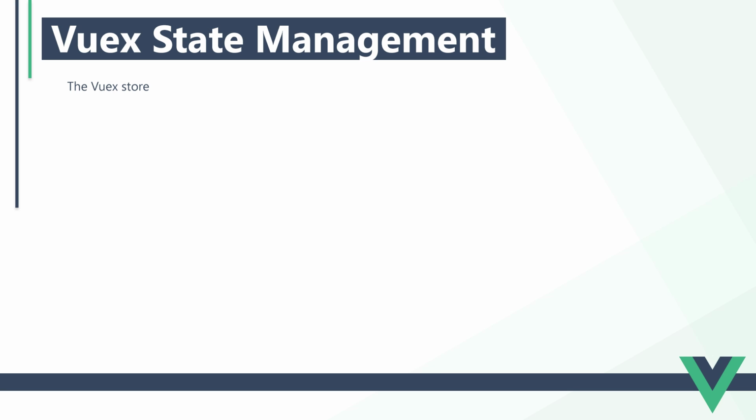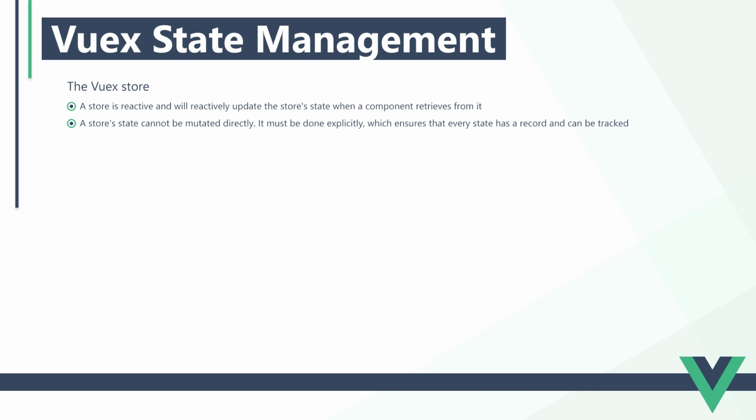Every Vuex application has a store, which is essentially just a container that holds the application state. It's similar to a global object, but with a couple of important differences. A Vuex store is reactive. It will reactively update a store's state when a component retrieves from it. And a store state cannot be mutated directly. It must be done explicitly, which ensures that every state has a record and can be tracked.